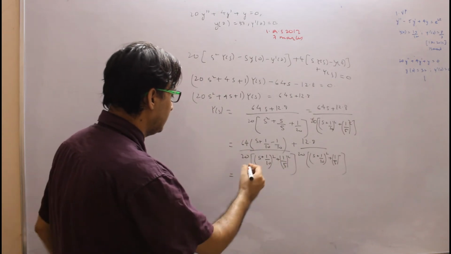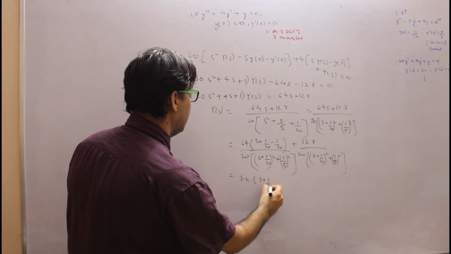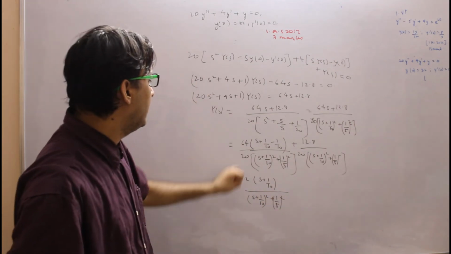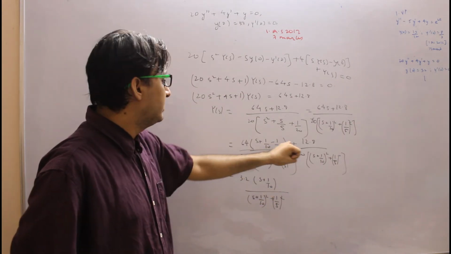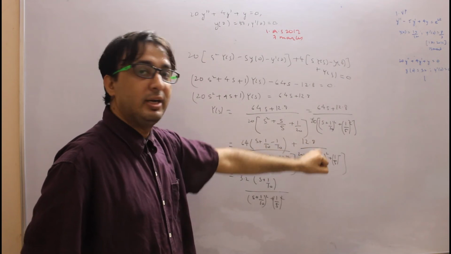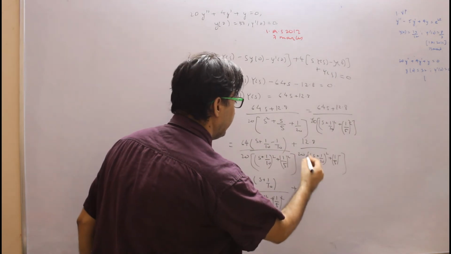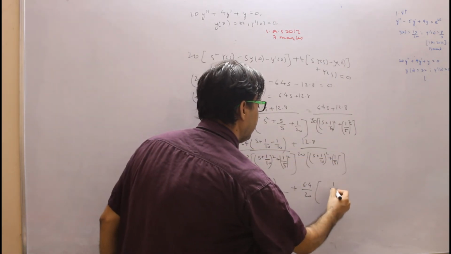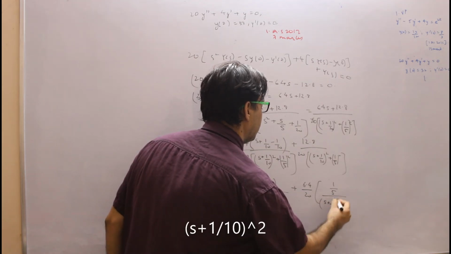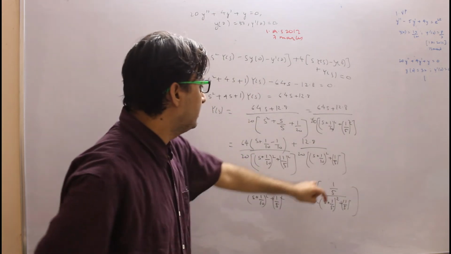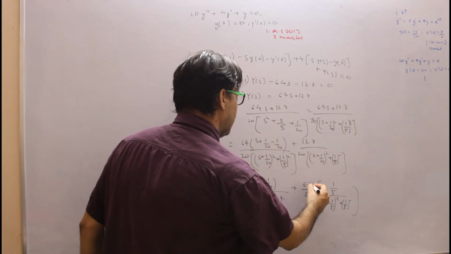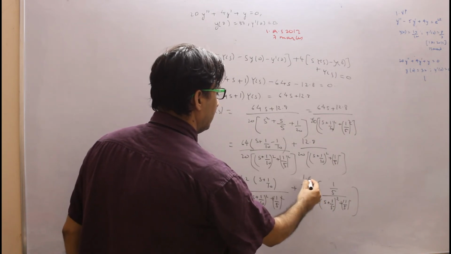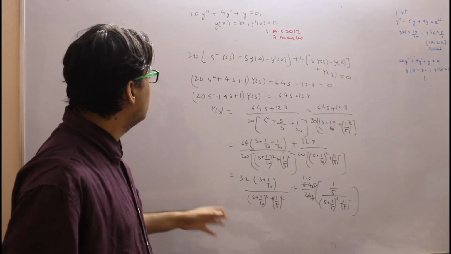The 64 by 20 is how much? 3.2. So we can write it as 3.2 times s plus 1 by 10 over s plus 1 by 10 whole square plus 1 by 5 whole square. Now 64 into 1 by 10 is 6.4, and 6.4 plus 12.8 is again 6.4 with the sign, so we can write it as 6.4 divided by 20. But mind you, we must have 1 by 5 here. So we will write 1 by 5 here, s plus 1 by 10 whole square plus 1 by 5 whole square, and since we have taken 1 by 5, we must take its reciprocal, that is 5, outside. So 6.4 into 5 divided by 20 is 1.6. So we are now in a position to take the inverse Laplace transform.